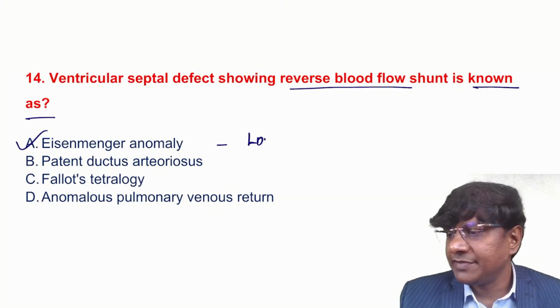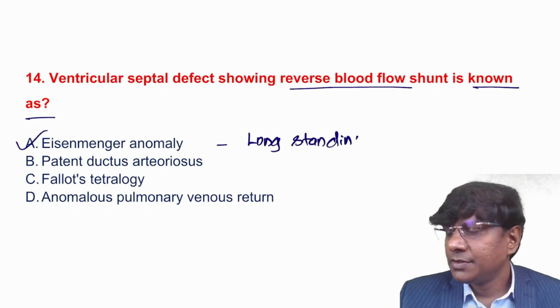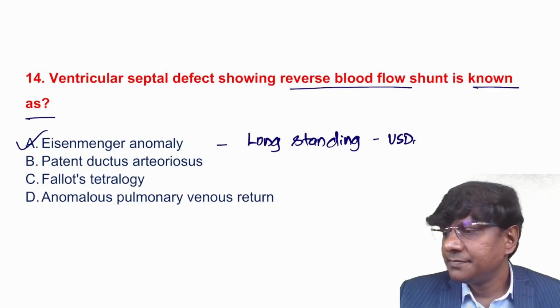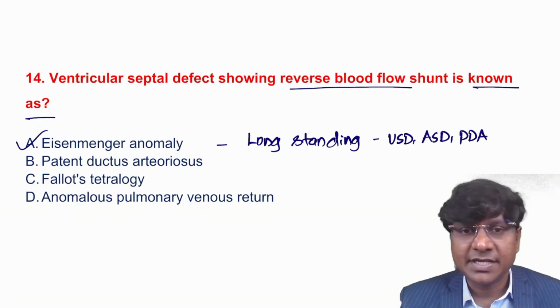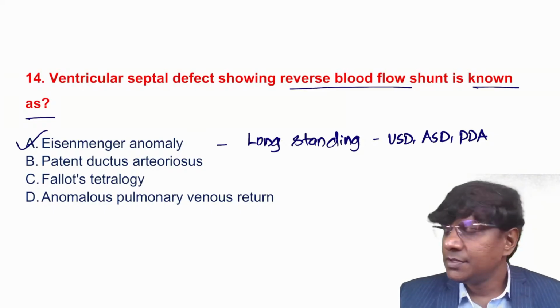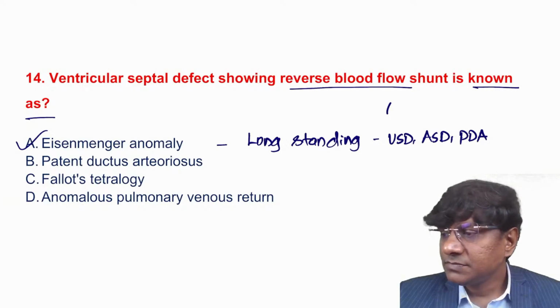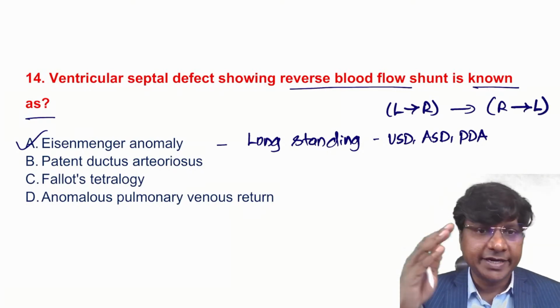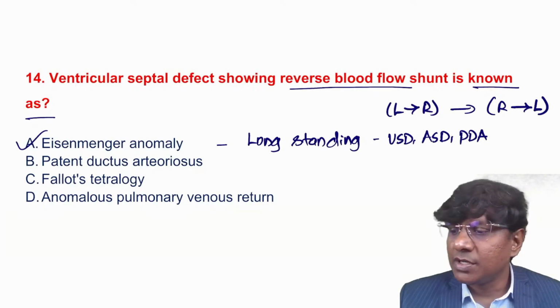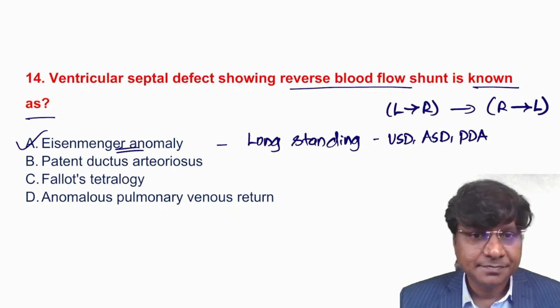Those individuals who are having long-standing VSD or long-standing ASD or long-standing PDA, there will be reversal of the shunt. So initially the shunt will be from left to right, but later this shunt will become from right to left. So this is what is called the Eisenmenger's anomaly, right?